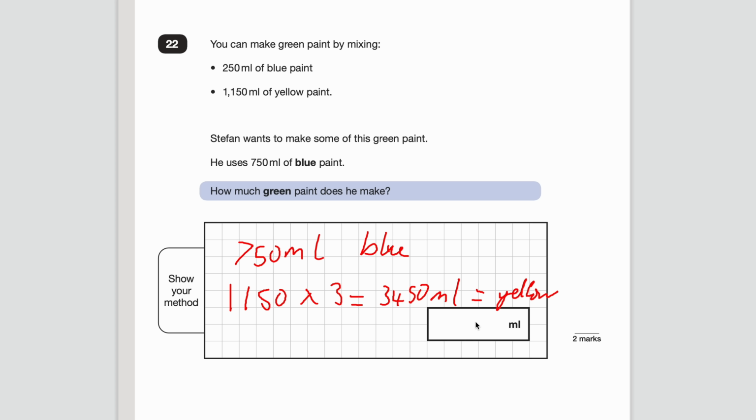Now, that's not the answer though, is it? It's asking how much green paint does he make? And we need to add our blue and our yellow, mix it all together, and that will make green. So if we add 3,450 to 750, what do we get? Quick working out, if we add 600, we have 4,050. We've got 150 left. So he makes 4,200 millilitres of green paint.